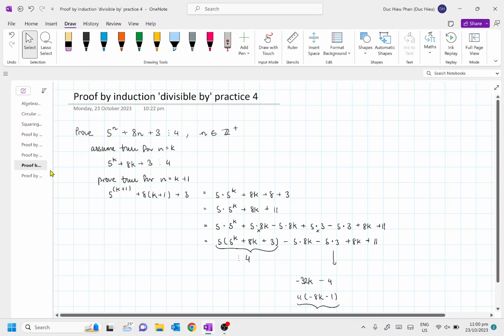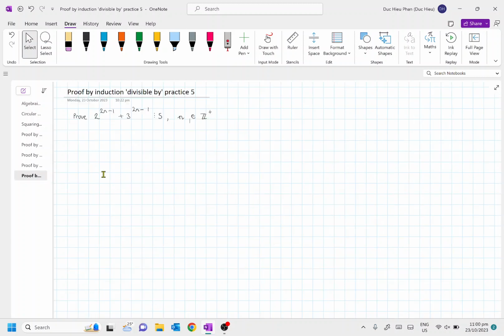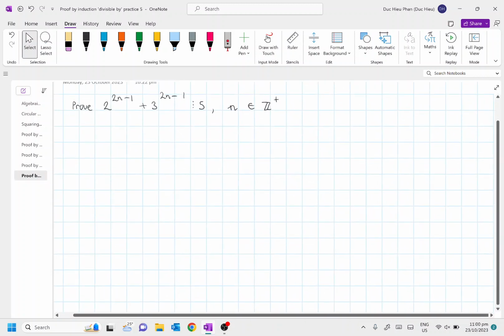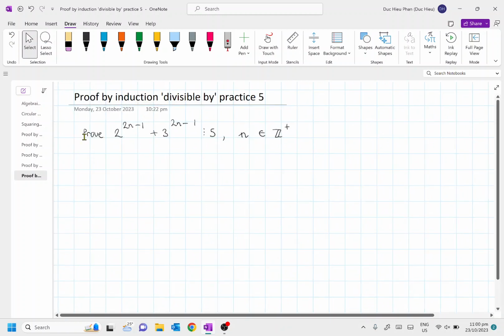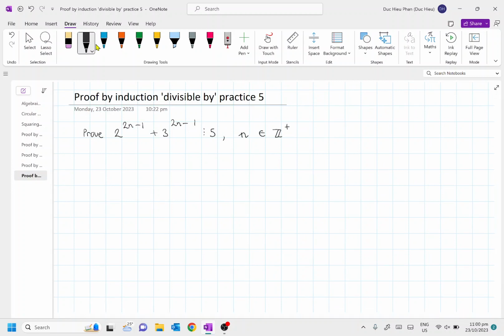But last question. And this is about manipulating the exponent. Okay. So again, we're going to skip the let n plus 1 part. Let n equals 1. And we're going to move straight on to assume true for n equals k. And so 2 to the power of 2k minus 1 plus 3 to the power of 2k minus 1 is divisible by 5.